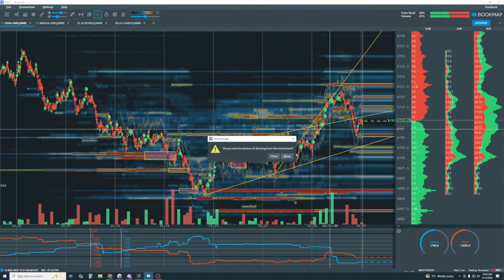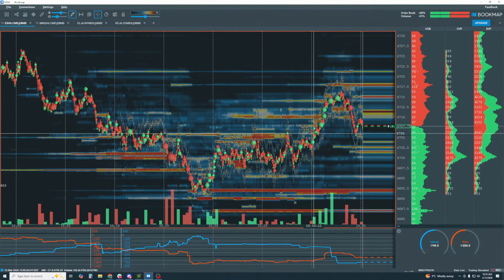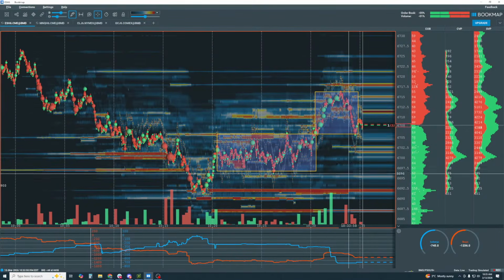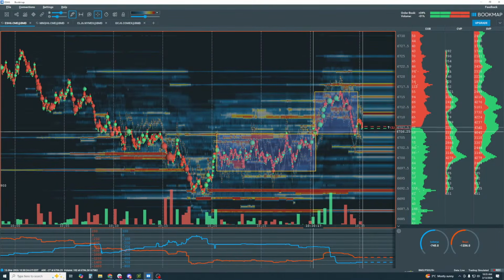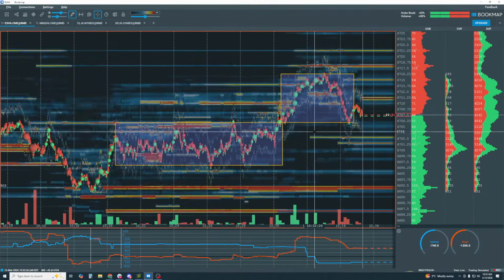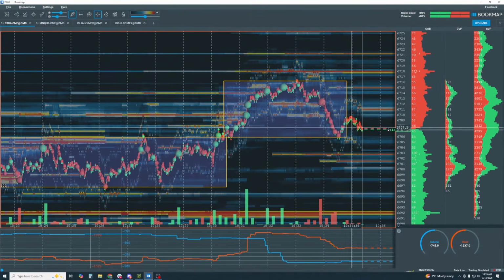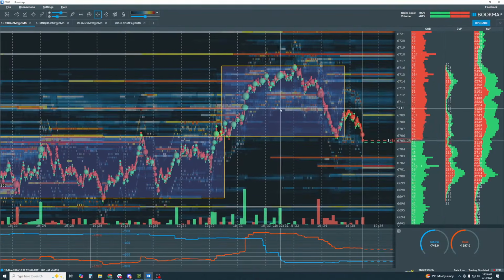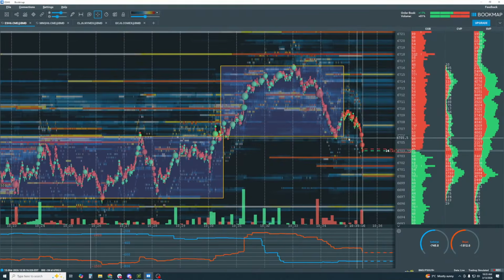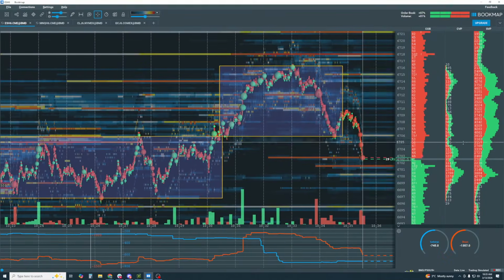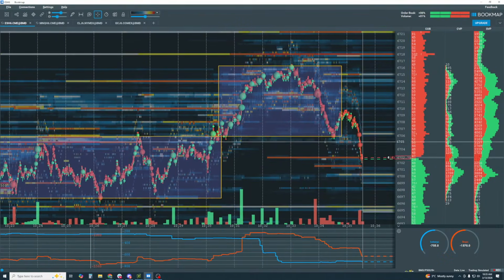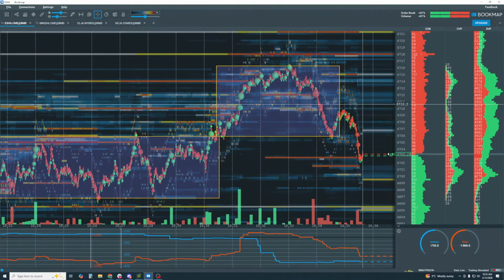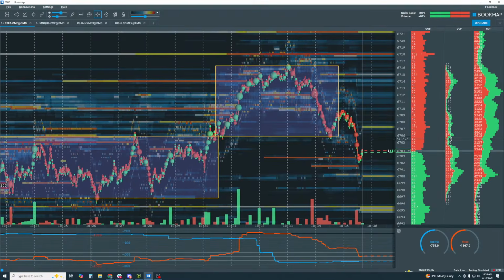I'm going to get rid of all of these lines, and I'm going to draw the structure. Here's a structure, and here's a structure. We are retesting this structure here. In fact, we talked about this yesterday, and we're talking about it a lot more: the low volume pullback. We're looking for a low volume pullback into a low volume node. The low volume node is where very little traded. There's one up here, and there's one here.